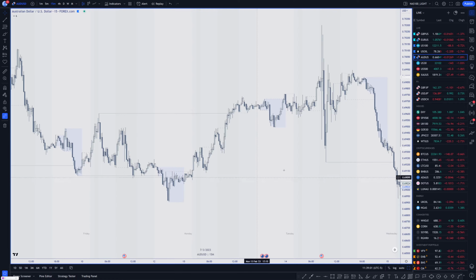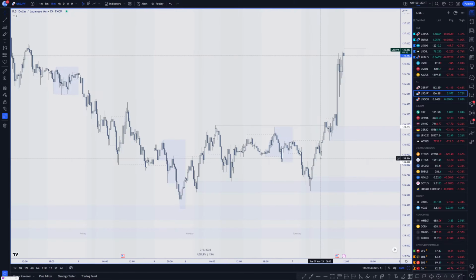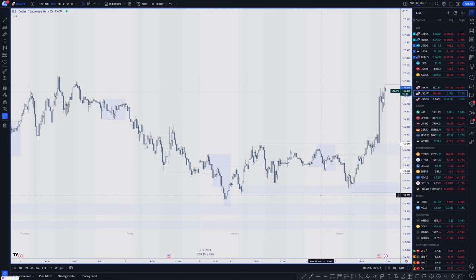Okay. Moving on, what's our next favorite pair here? Well, I already kind of gave you guys a hint. It's going to be dollar yen. Now, here's the thing. Not a lot of people trade dollar yen in Phantom Trading, but there are a handful of people that do it.